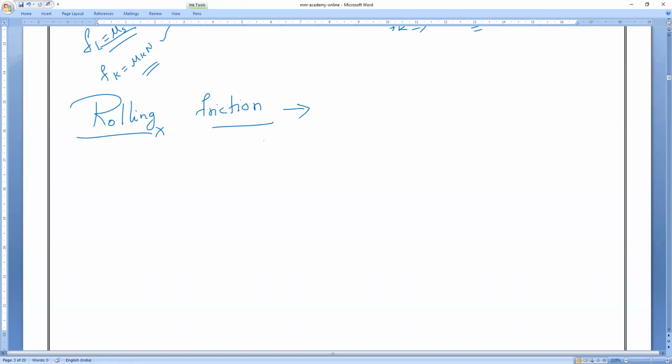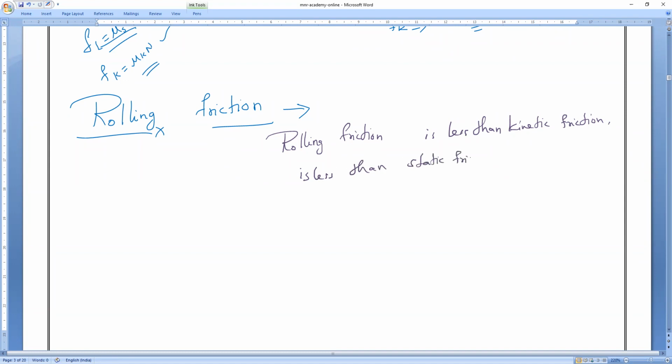So the first point you write: rolling friction is less than kinetic friction, and also less than static friction. Clear, everybody? That is what you have to remember. Anybody having any doubt, you can ask me.